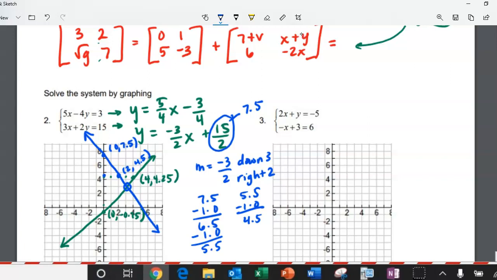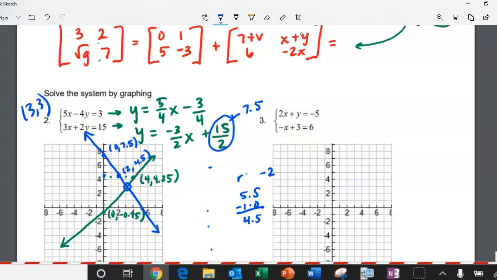So again, right here, see? 0, 1, 2, 3, 1, 2, perfectly 3. All right, so the answer to this one, 3, comma 3, is their intersection point. All right, so again, I'm erasing everything out the way.